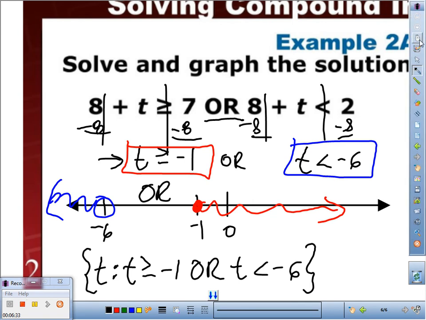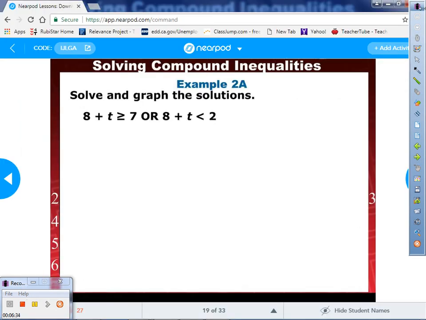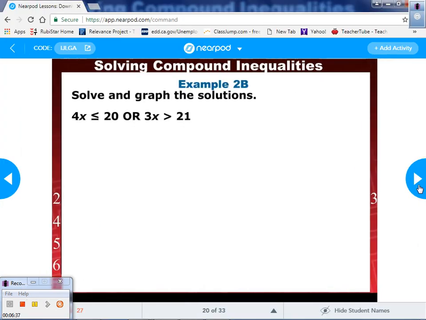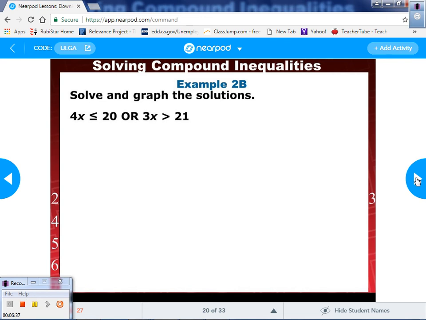Here goes another one. Do this next one by yourself. See how you do with this one. Example 2B. Copy that on paper. It says, solve and graph the solutions: 4x less than or equal to 20 or 3x greater than 21. Copy that and go. All right, check with the neighbor, see what they got really quick. And I'll go over this process just to make sure we got it.